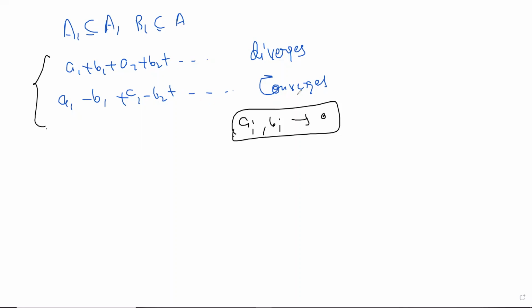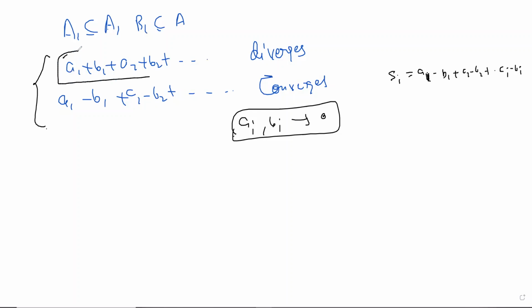Because if this series is converging, it means that if you take SI to be A1 minus B1 plus A2 minus B2 till AI minus BI, then this sequence is Cauchy, right? So even from a certain point, if you break the sequence, the tail also goes to zero, right? So basically these are the arbitrarily small elements captured.